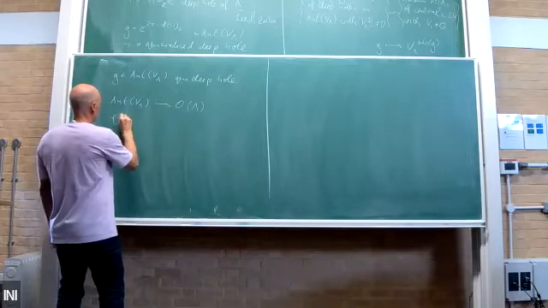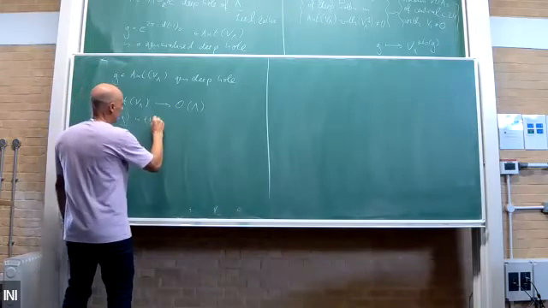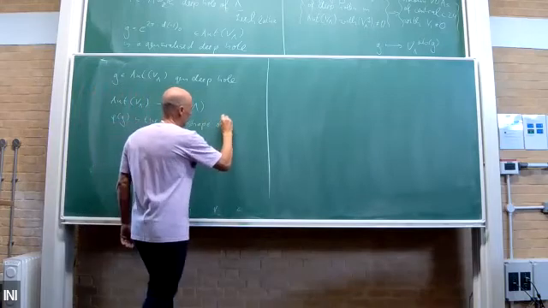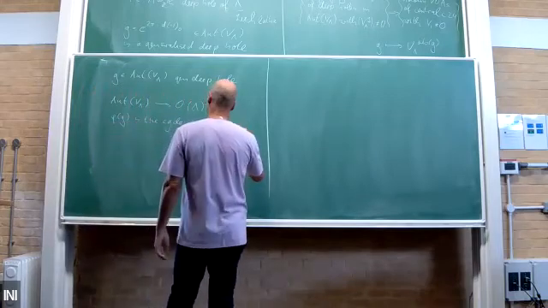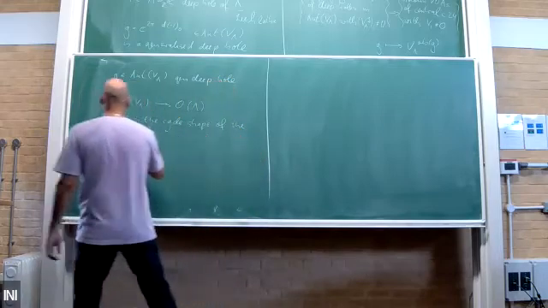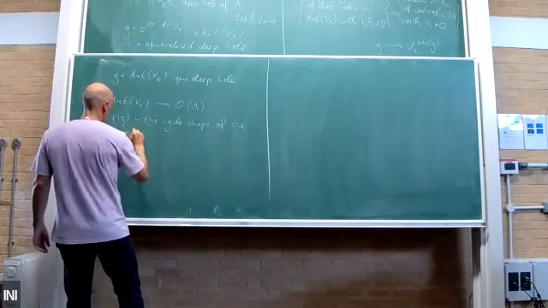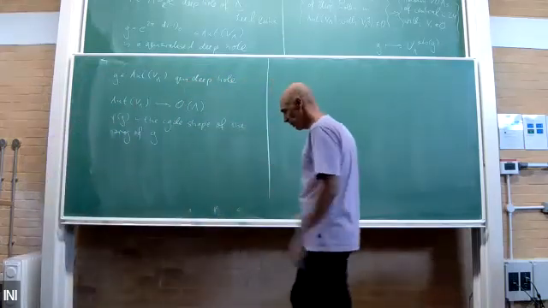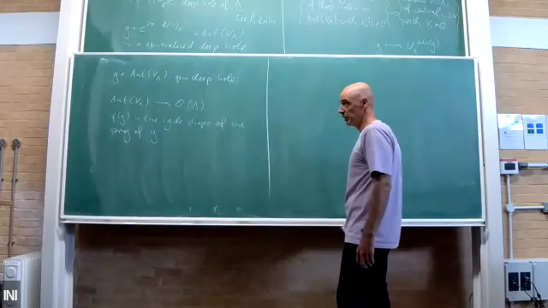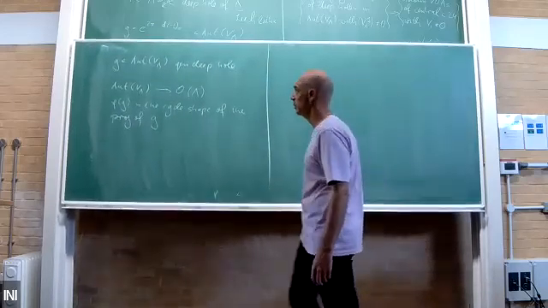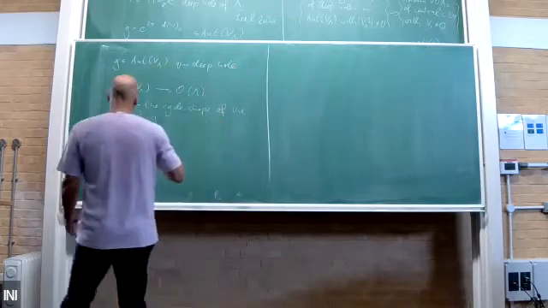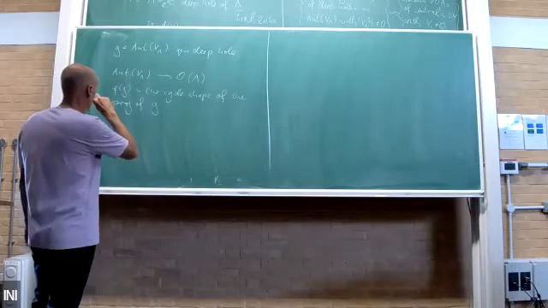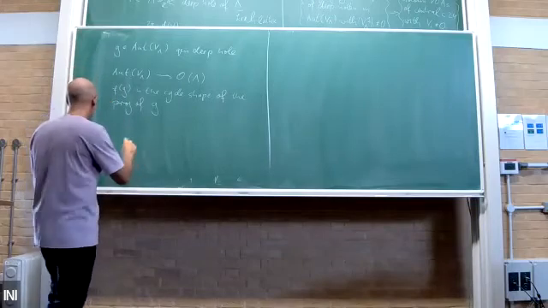So phi of G is the cycle shape of the projection of G. If you don't know the cycle shape, then just take the characteristic polynomial. It contains the same information. And then we need some other piece of data, namely, we want to have a diagram.